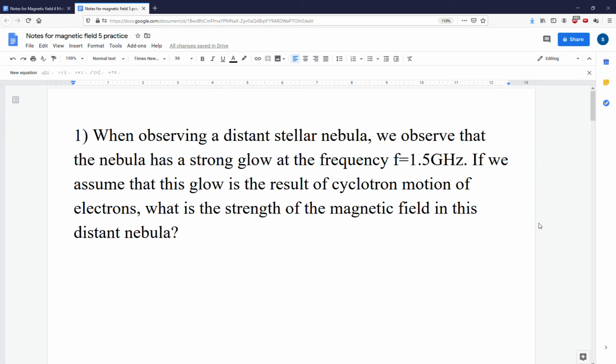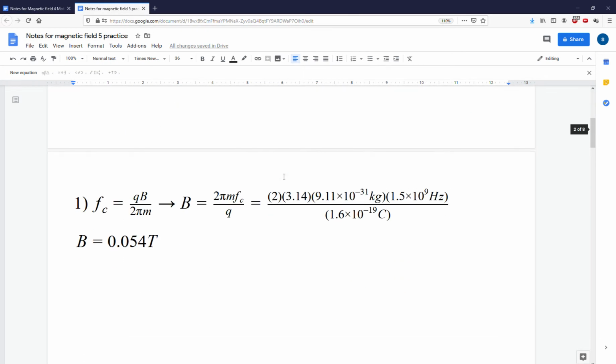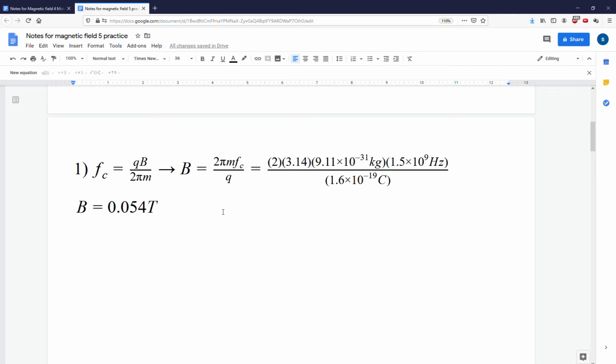Given that we are looking at cyclotron motion, and given that we have a frequency, it is most likely that we will be using this formula right here. Cyclotron frequency is equal to qB over 2 pi m. If we take that formula and solve for magnetic field, we get that the magnetic field is equal to 2 pi times the particle mass times the cyclotron frequency divided by the particle charge.